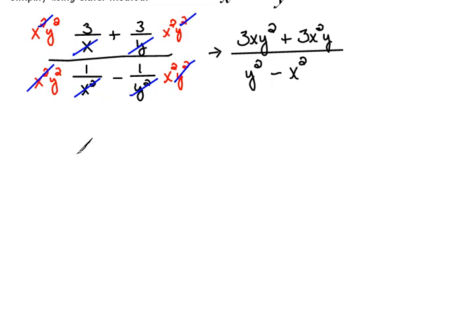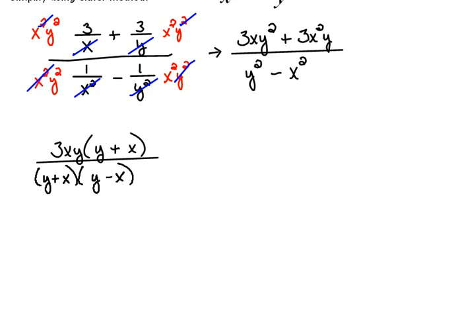Now, we need to see if there's anything else that we can do to simplify this before we finish up. So looking at the numerator here, every term has a 3 in it, an x in it, and a y in it. So I'm going to factor that 3xy out of the numerator, which means we're left with y plus x all over. Now, as far as y squared minus x squared, this is a difference of two squares. So it will factor into y plus x times y minus x.